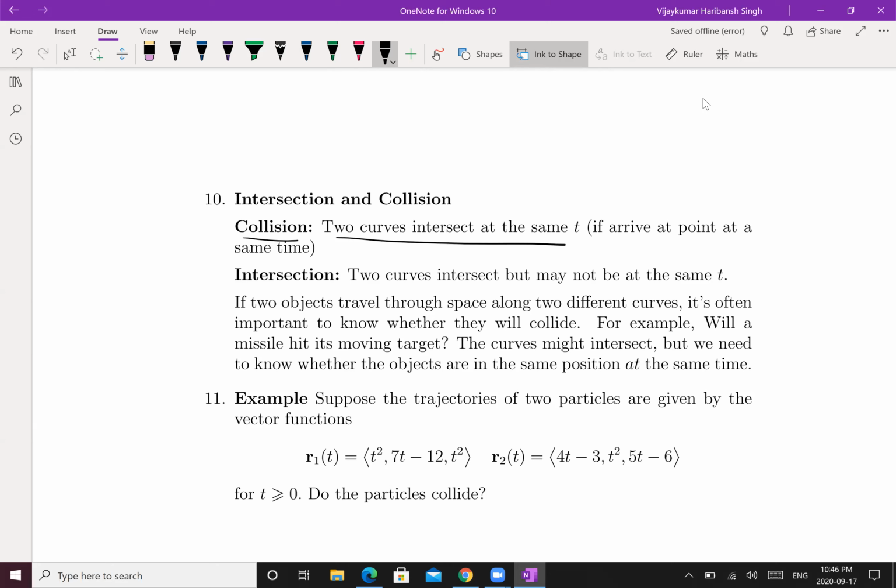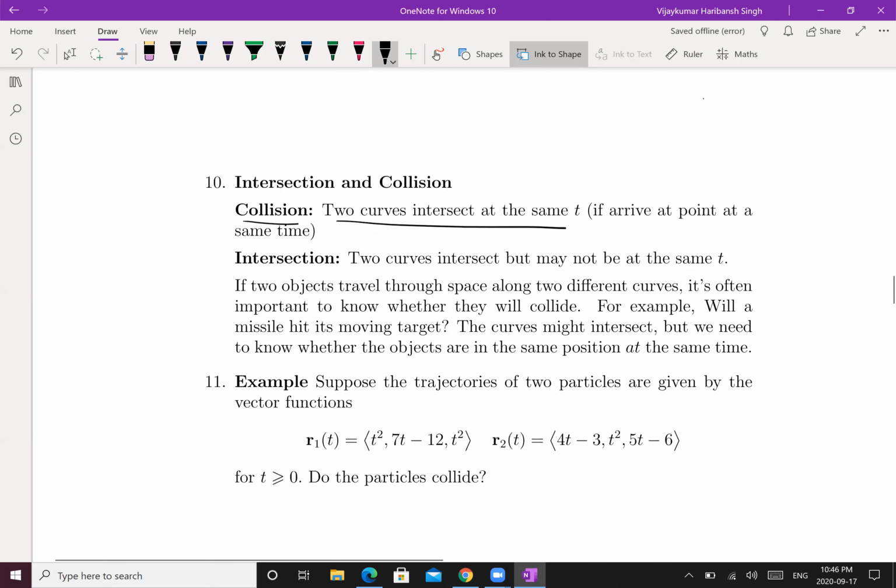Okay, so now it is important to know these things. Why? If two objects travel through space along two different curves, it's often important to know whether they will collide. For example, will a missile hit its moving target? That's a reasonable thing to ask, right? The curves might intersect, but we need to know whether the objects are in the same position at the same time.